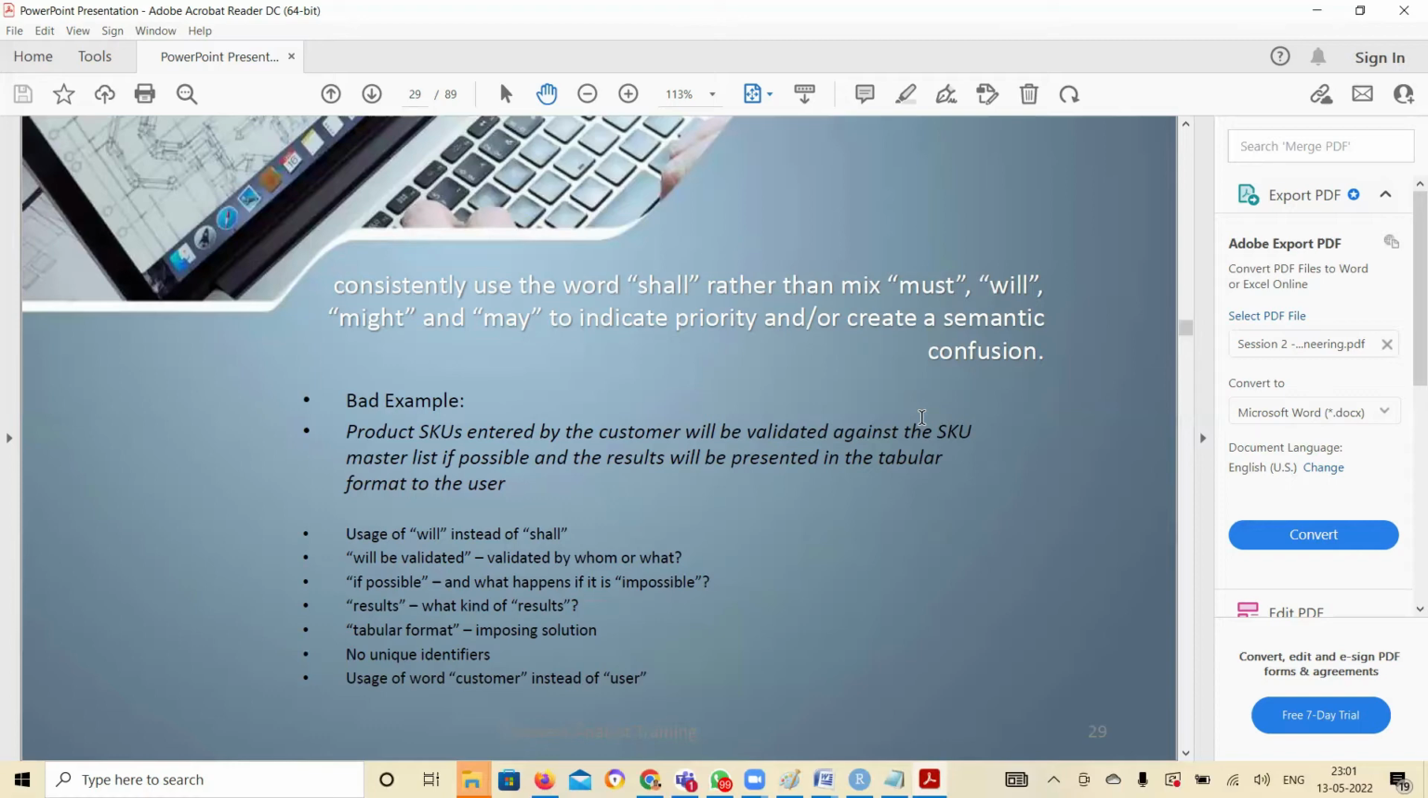Tabular format. We are imposing solutions. I told you yesterday that implementation requirements should not be captured, only if it is extremely important, then only you will talk about it. Otherwise, you will not talk about it. Always, all the requirements should have a unique ID. You should always have an ID. And try to use customer instead of user.